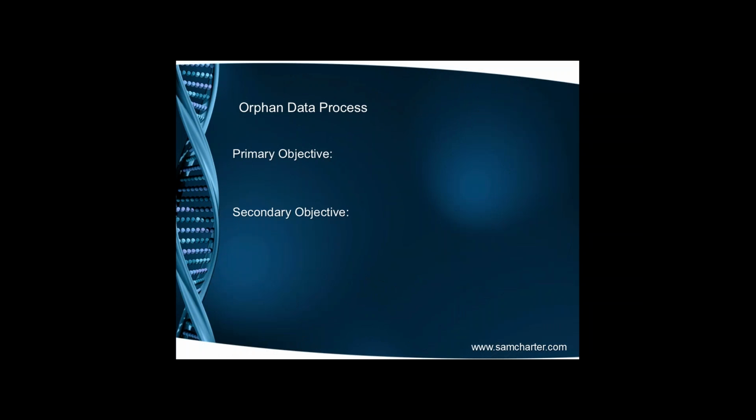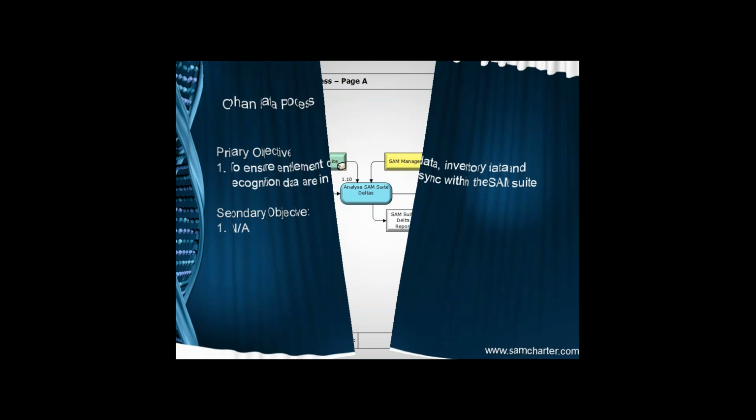So what we have then is the orphan data process. Hopefully you'll get the idea that we have these pockets of data 1, 2, and 3, and what we're looking to do is bring them together so that they are no longer stragglers within your SAM suite. So the primary objective is to ensure entitlement data, inventory data, and recognition data are in sync within the SAM suite. We don't actually have a secondary objective, because that is the sole objective of the orphan data process.